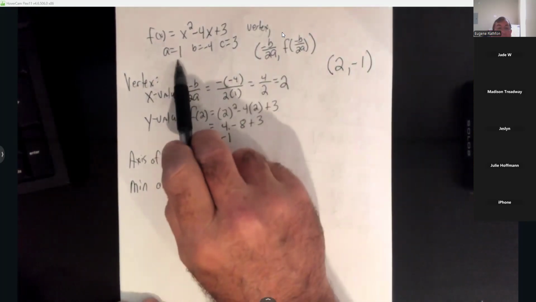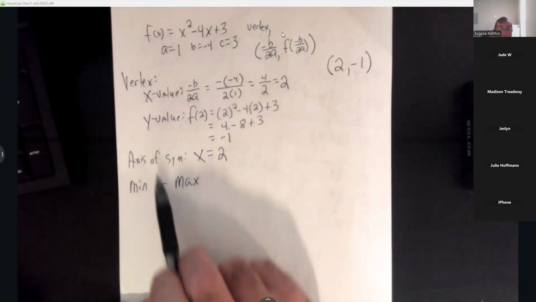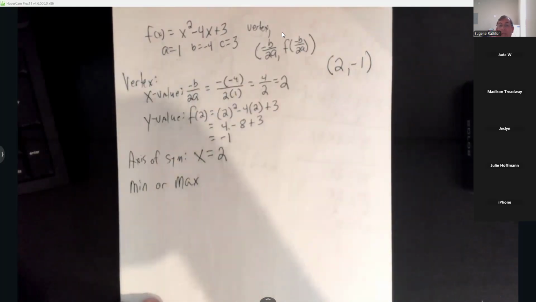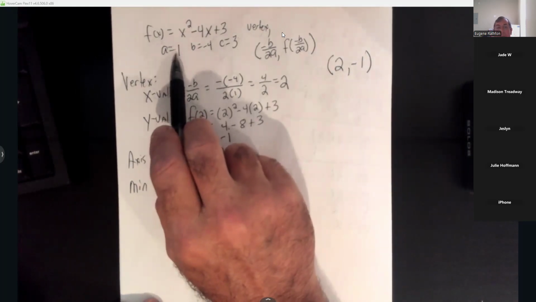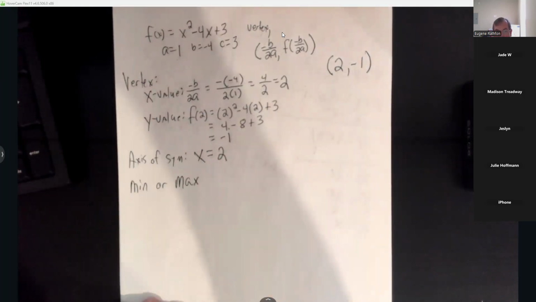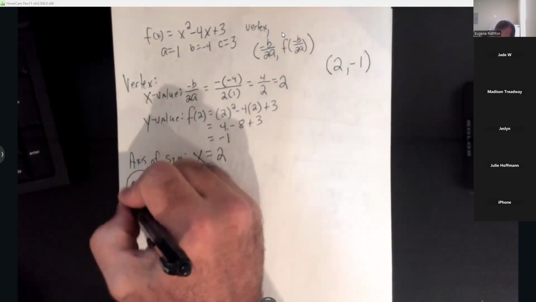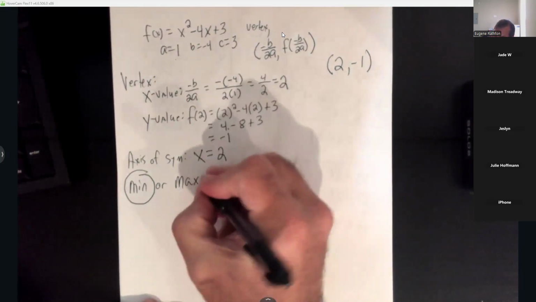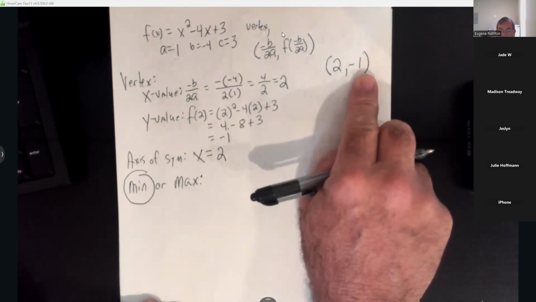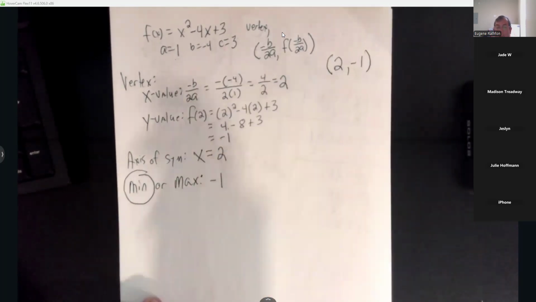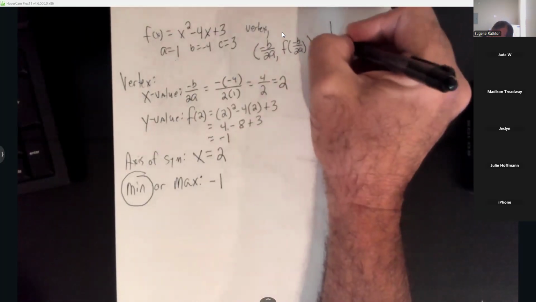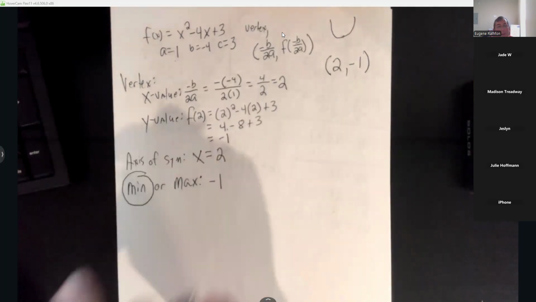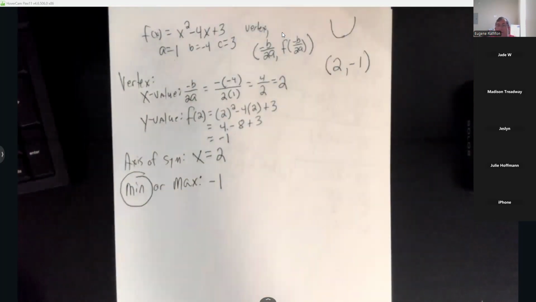Min or max. If A is positive, you got a minimum. If A is negative, you got a maximum. Well, A is positive here. And remember, since A is positive, I'm going to have a minimum. And the minimum value is equal to the Y value of -1. Okay, so remember, positive, it looks like a U, which gives you a minimum. If that was negative, it flips it over, and you would have had a maximum, okay?